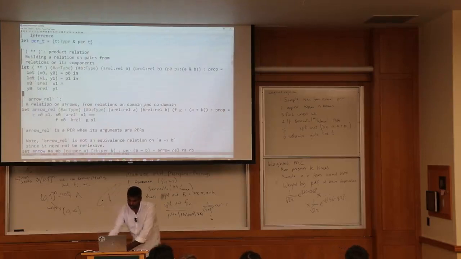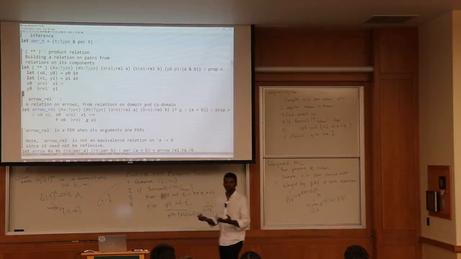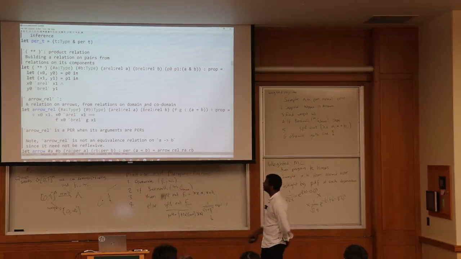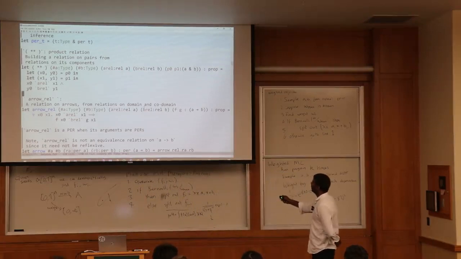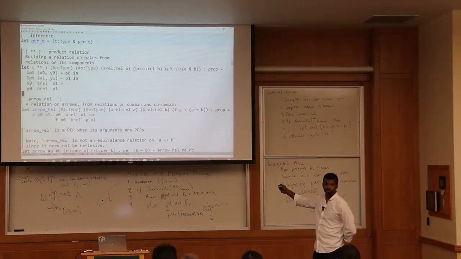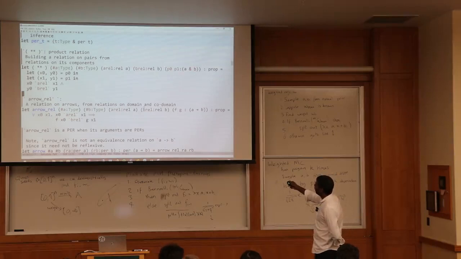Okay, so now what I'm going to do is lift pairs into the structure of types, of various type constructors. So I can take the product relation on pairs. If I have a relation on A and a relation on B, ampersand is the F star pair constructor. I can build a relation on pairs by essentially relating the components pointwise.